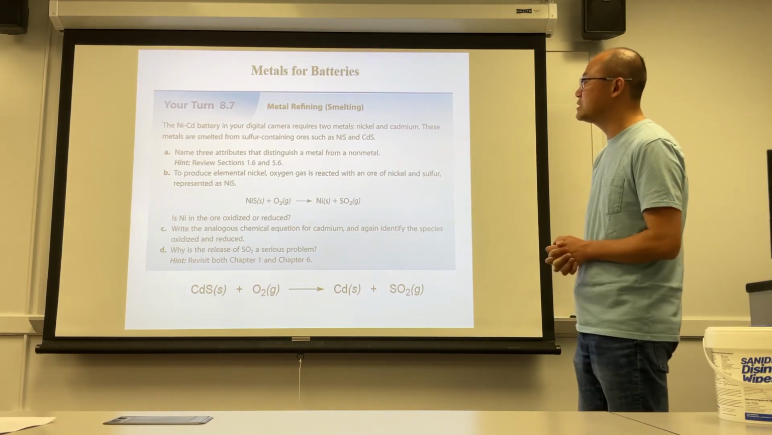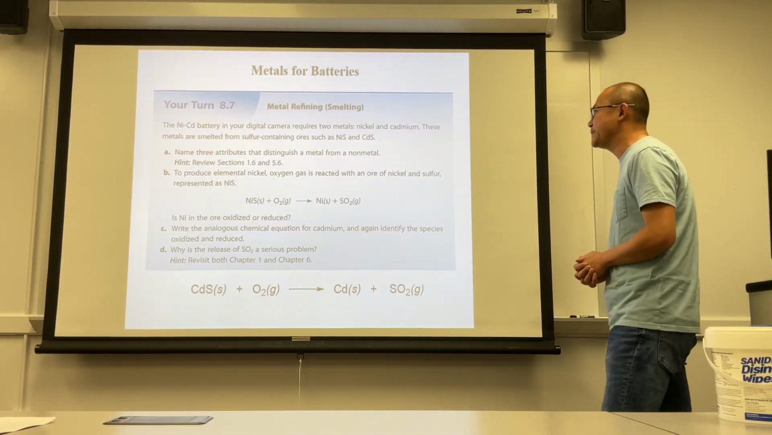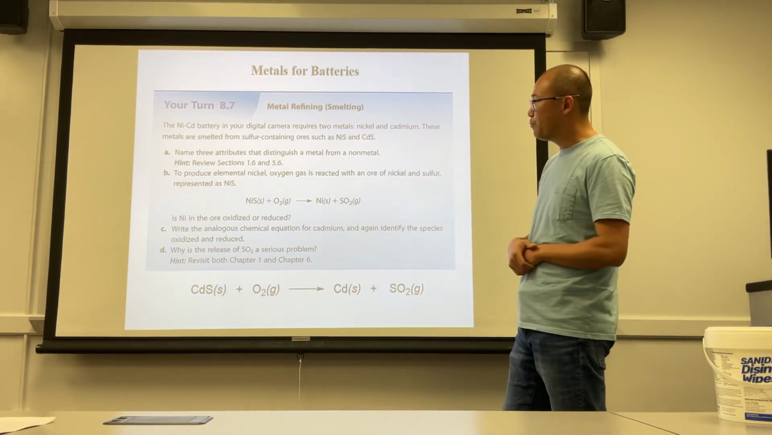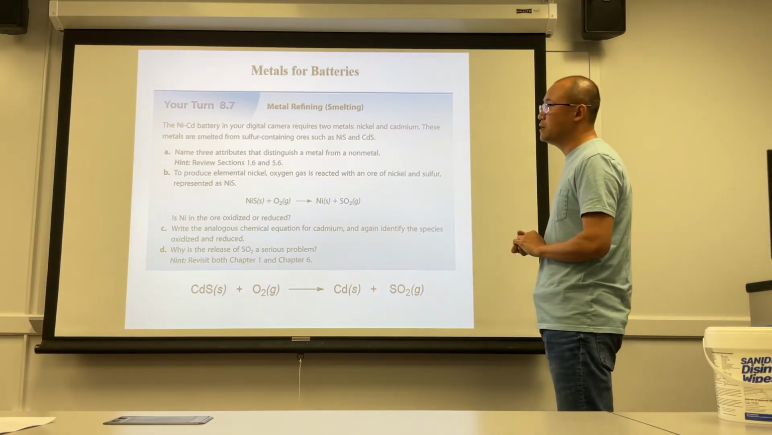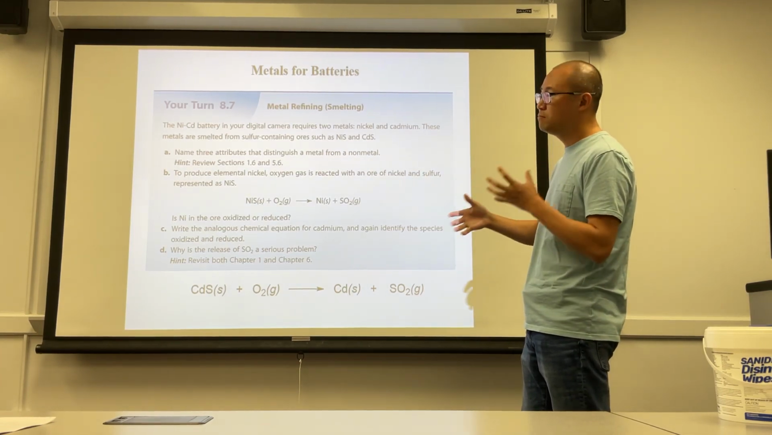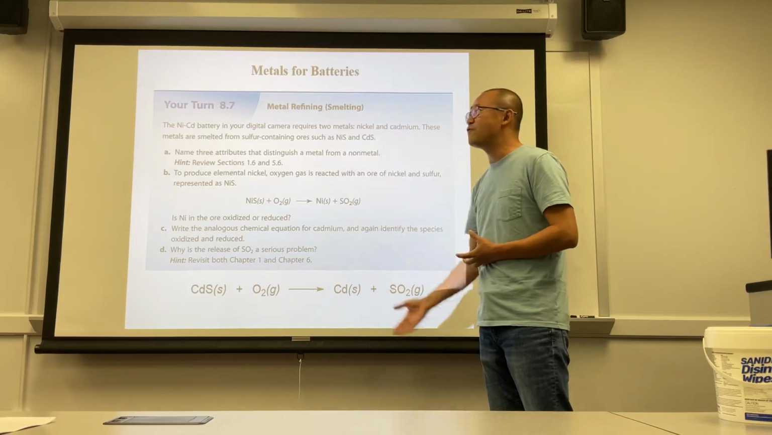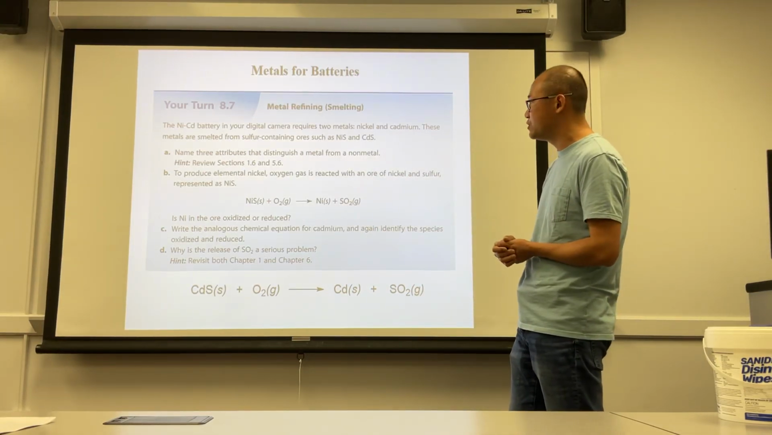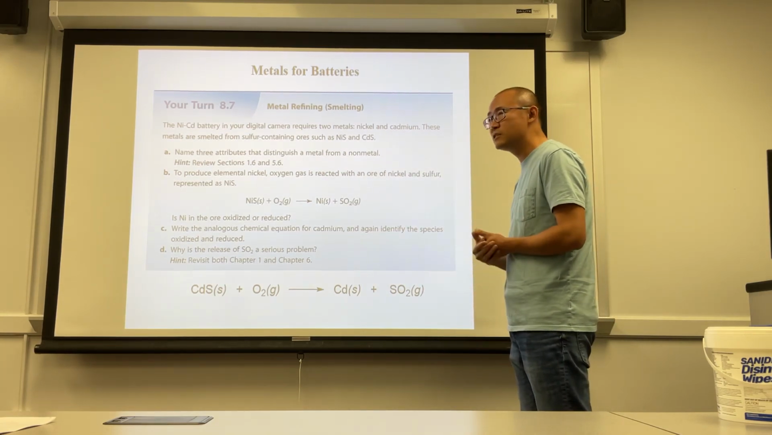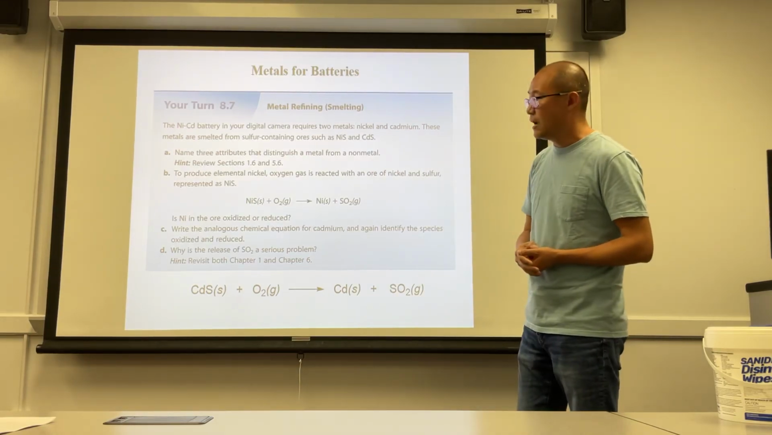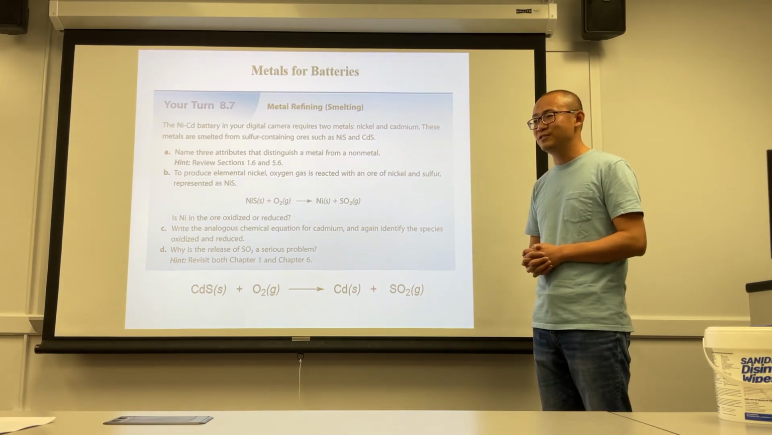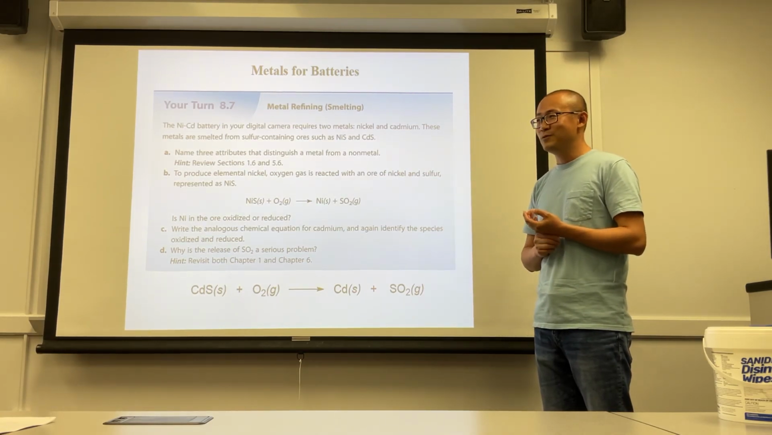So let's take a look at this practice about metal refining. This practice is talking about two metals that are used in the nickel-cadmium battery. Those two metals are obtained from sulfur-containing ores such as nickel sulfide and cadmium sulfide. Like I said, this practice reviews not only something from this chapter but also from previous chapters. See if you can remember, because we're about to get finals.